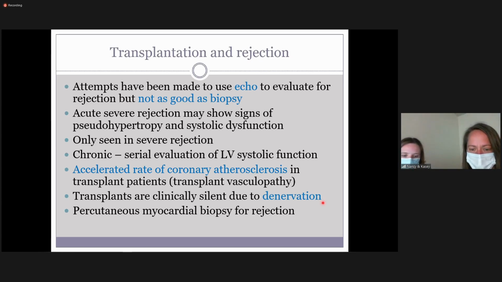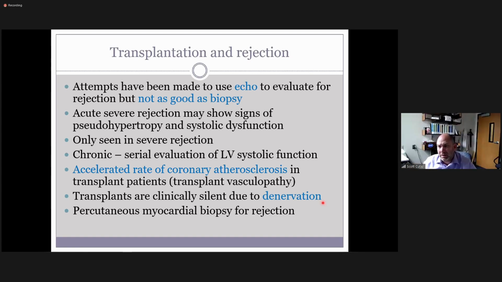Darren was talking about this a little bit, but since there are no nerves connected to the heart, is it still regulated by baroreceptors? How does the heart rate go up and down with exercise? Or do they have to put in a pacemaker? I don't know if they put in a pacemaker. I think they use the heart's natural pacing.